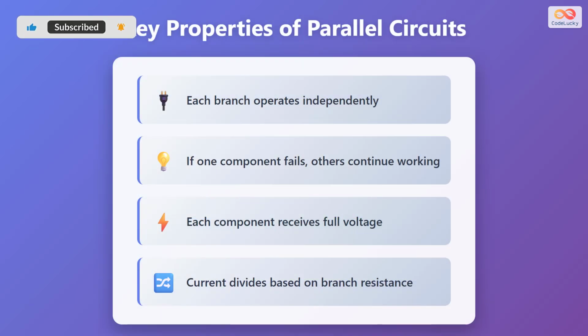Let's review the key properties that make parallel circuits special. First, each branch operates independently of the others. Second, if one component fails or is removed, the other components continue to function normally. Third, each component receives the full source voltage. And fourth, current divides among the branches based on their resistance, with lower resistance branches drawing more current.